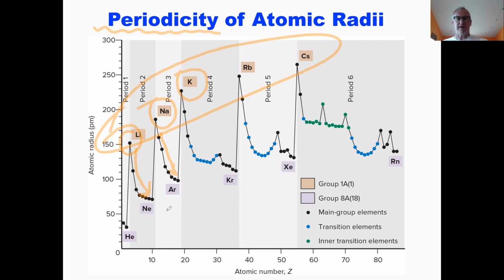We have lithium, sodium, potassium, rubidium, and cesium. What do they all have in common? They're all in the same group. You remember which group that is? Alkali metals. Exactly. These are all the alkali metals.